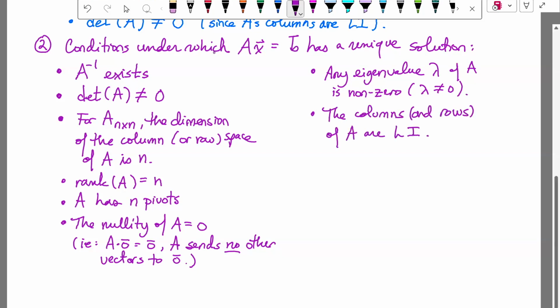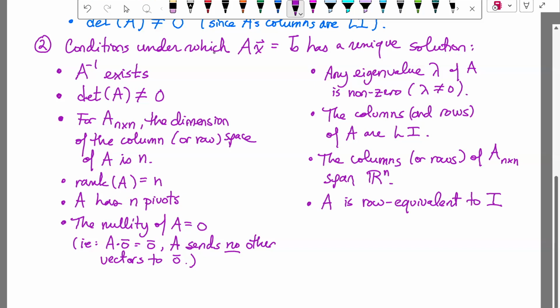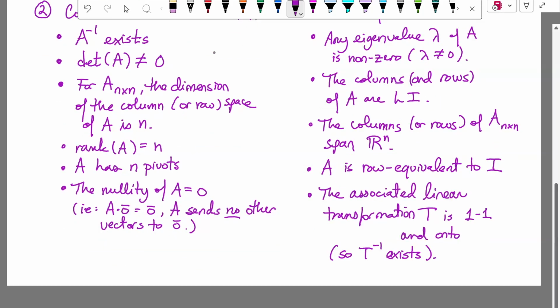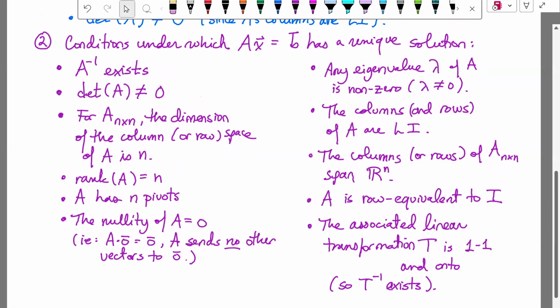We can also say that the columns or rows of A span Rn when we are working in real space. We can also say that the matrix A is row equivalent to the identity. And if you think about the matrix A multiplication being a linear transformation, then that says that the associated linear transformation must be 1-to-1 and onto. There are many more that we can come up with, but it is important to keep in mind that what we are moving toward is really getting our linear independence understanding woken up.